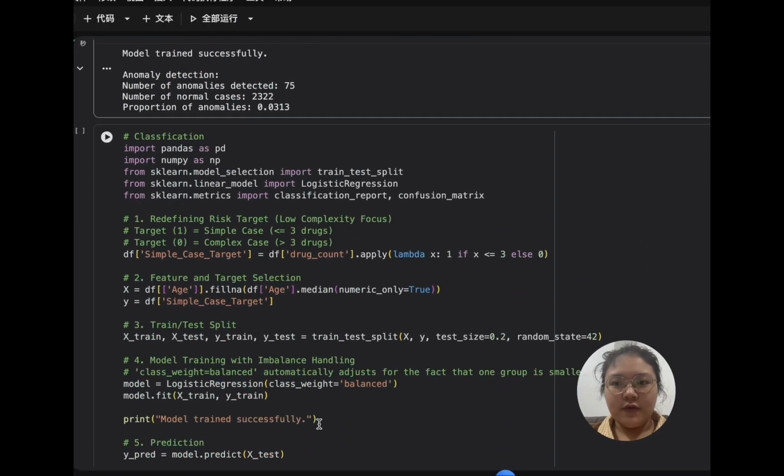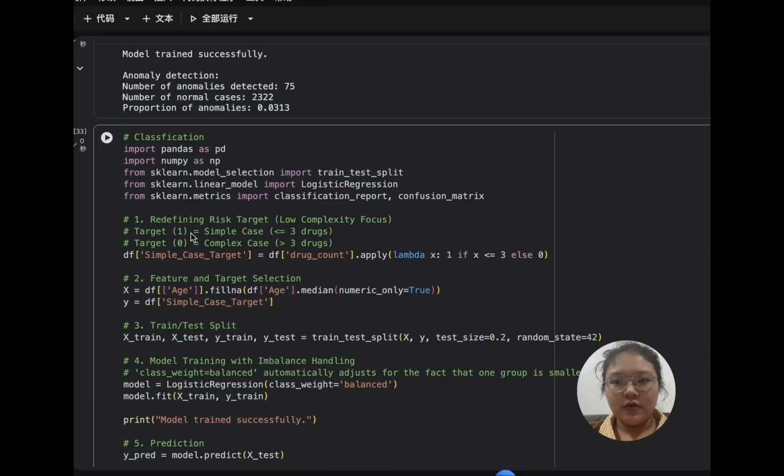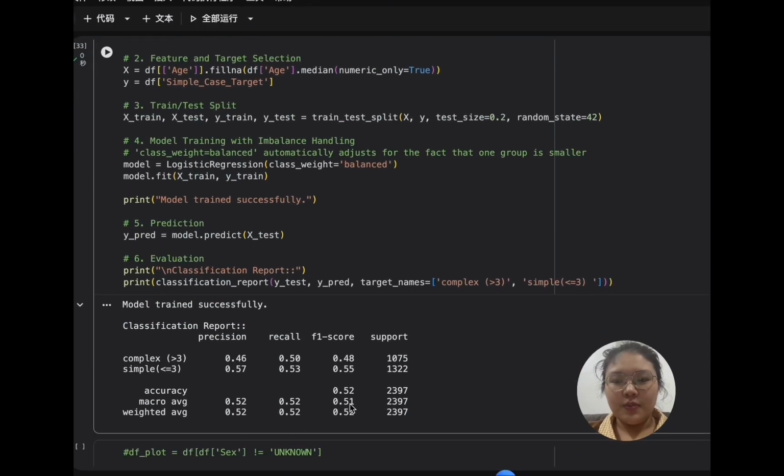Next is classification. We use logistic regression to classify cases into simple and complex. The accuracy is around 52%, and the F1 score is also not very high, so the model's performance is quite limited.